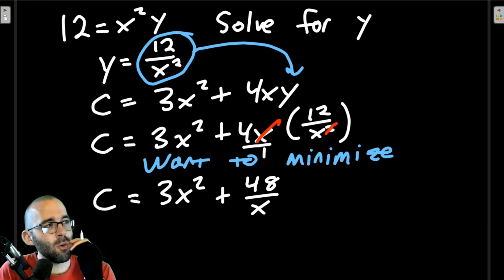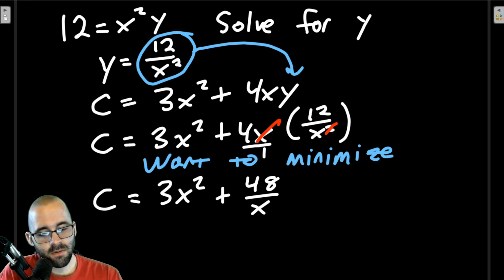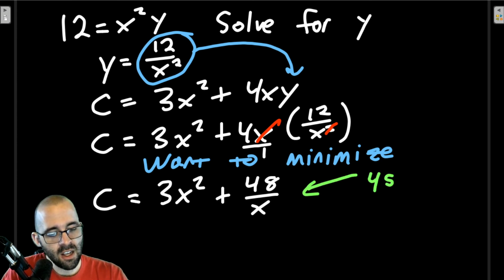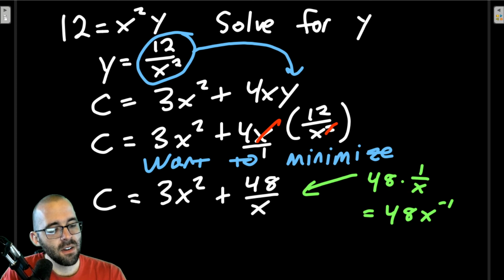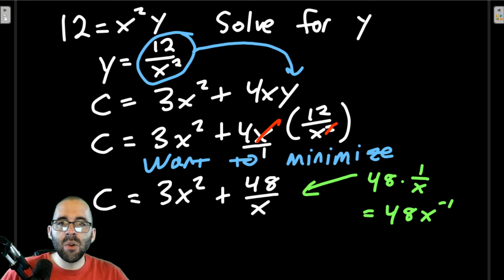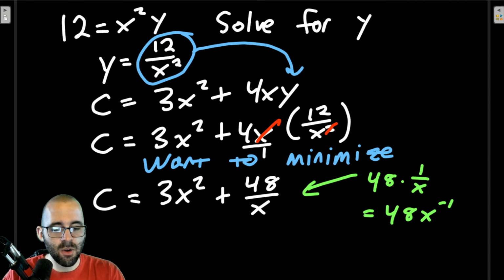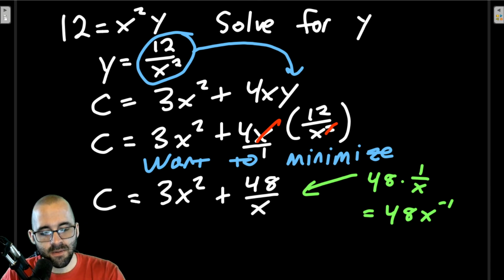We get to take the derivative of a reciprocal function. So remember over here that 48 over x, that's the same as 48 times 1 over x, which is the same as 48 times x to the negative first power. Right? Negative exponents mean reciprocal. And writing it in this form is going to be a lot easier to take the derivative.